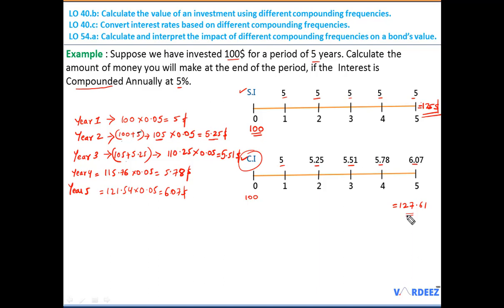At the same time, if we are borrowing, it does make sense to borrow at simple interest because we are paying less as compared to the compounded interest.